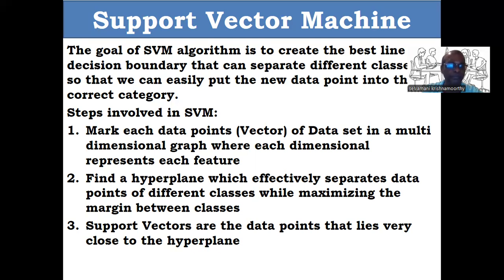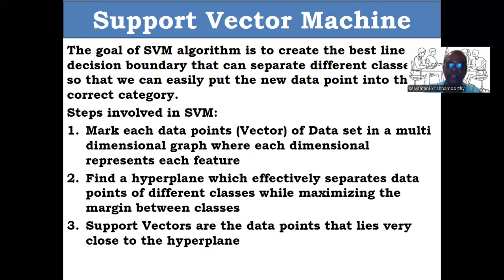The second step is to find a hyperplane. This is called the best line of decision. Find a hyperplane which effectively separates the data points of different classes. Now we need to draw one hyperplane which should separate two different classes of data points, and at the same time maximize the margin between the two different classes. Support vectors are the data points that lie very close to the hyperplane.